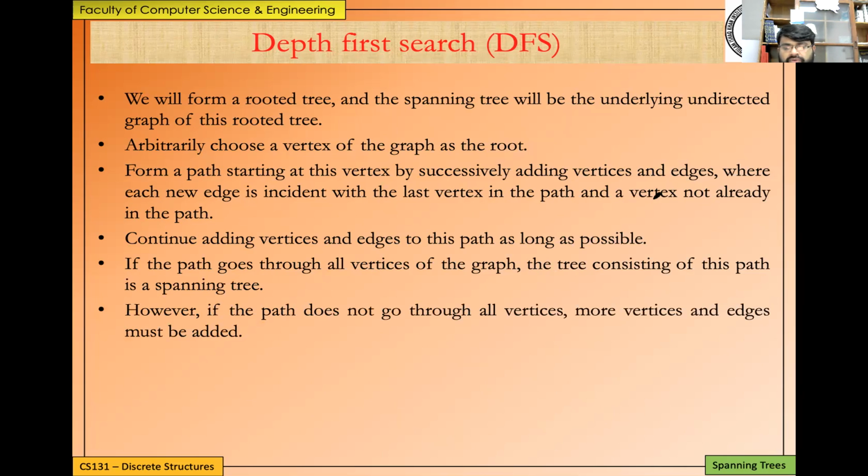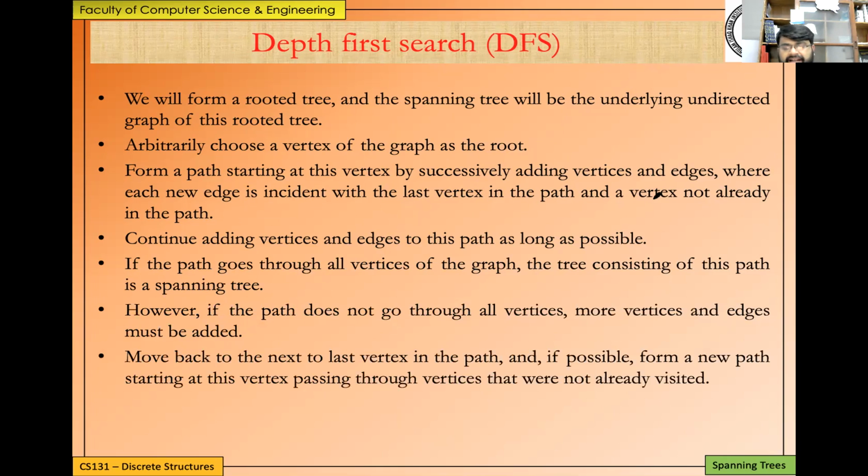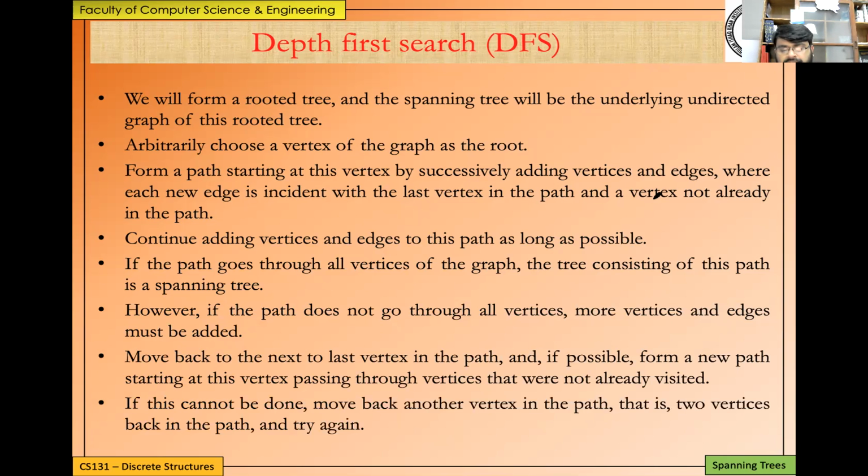However, if the path does not go through all vertices, more vertices and edges must be added. In that case, we might need to move back to the next to last vertex in this path, and if possible, form a new path starting at this vertex, passing through vertices that were not already added in the current path. Otherwise, we would again go back one step, move to the third last, and continue this until the two vertices back in the path and try again.